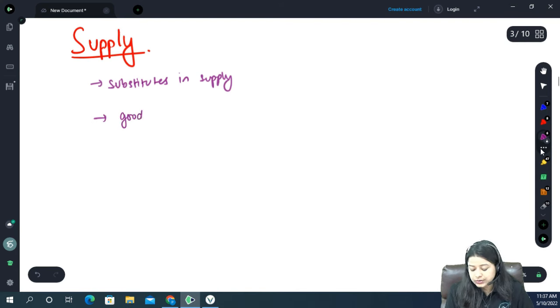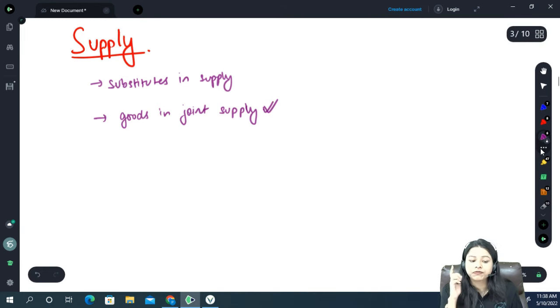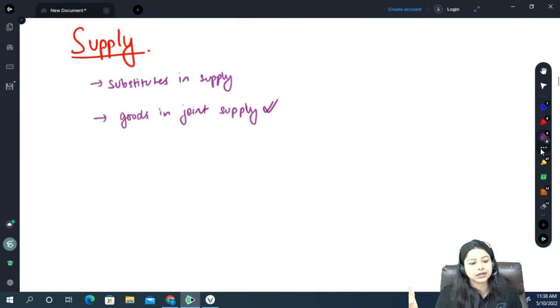Next is goods in joint supply. What is goods in joint supply? This basically means that production of one good leads to production of the other good as well. For example, in class 8, I think they used to teach production of petroleum. When you start the production and get the final petrol, in between you also get some byproducts. For example, diesel is a byproduct. So if I increase my production of petrol, the other byproducts, like diesel, will also increase. These are known as goods in joint supply. So it's the opposite of substitutes in supply: if your production of one good increases, the production of the other good will also increase. Clear?